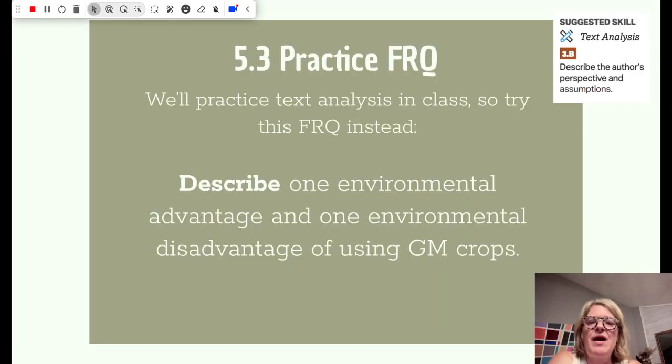Our 5.3 practice FRQ: Describe one environmental advantage and one environmental disadvantage of using genetically modified crops.